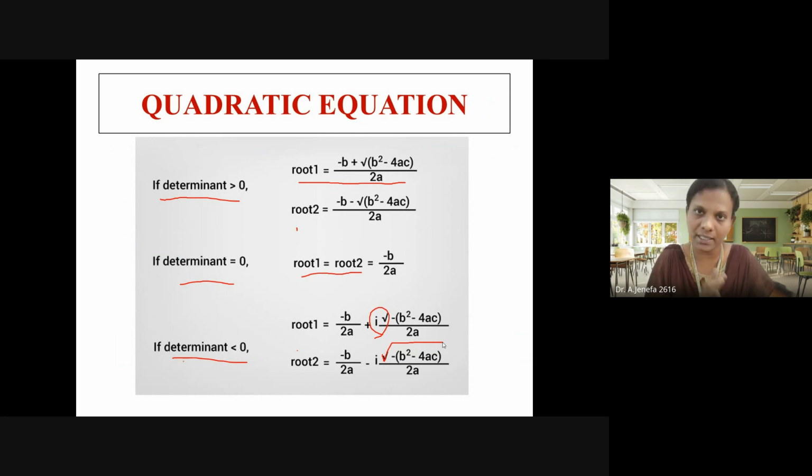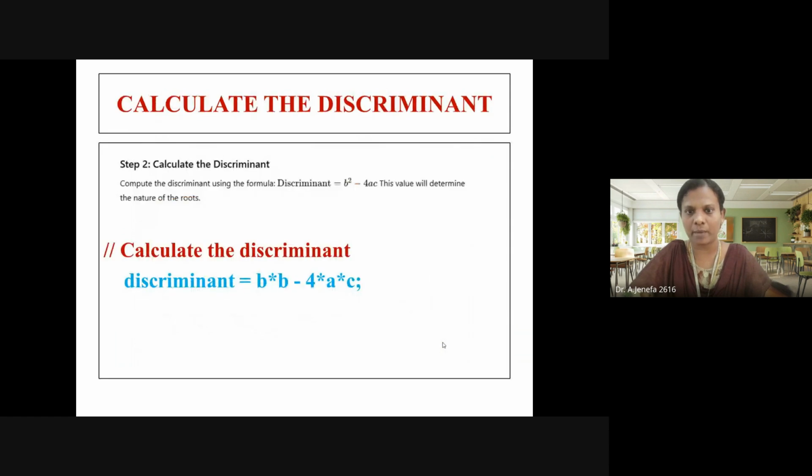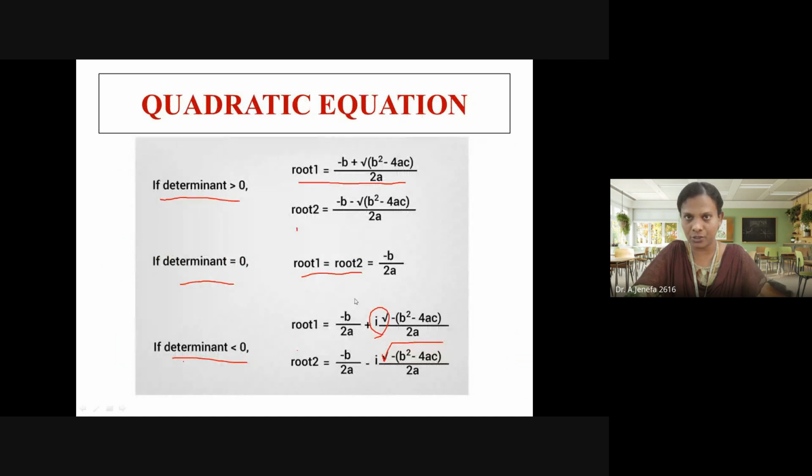And how do we calculate this determinant value? b square minus 4ac. So the formula to calculate the determinant is b square minus 4ac. After we calculate the determinant value, what has to be done if it is less than 0, equal to 0, or greater than 0?